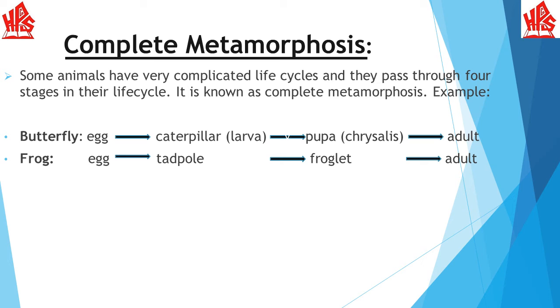Complete metamorphosis. Some animals have very complicated life cycles and they pass through 4 stages in their life cycle. It is known as complete metamorphosis. For example, butterfly and frog.